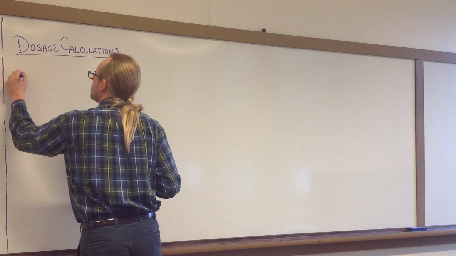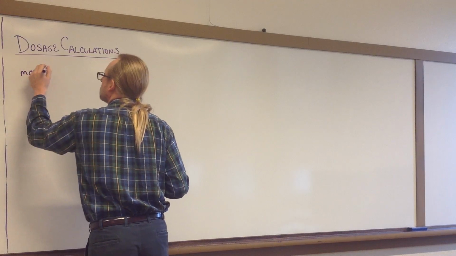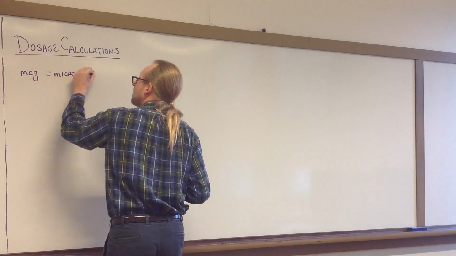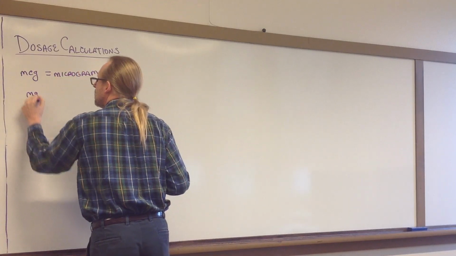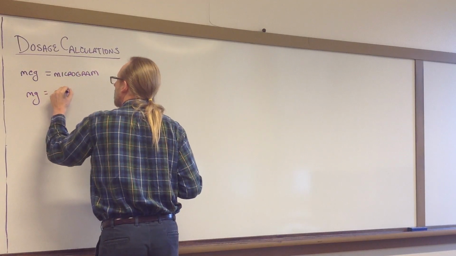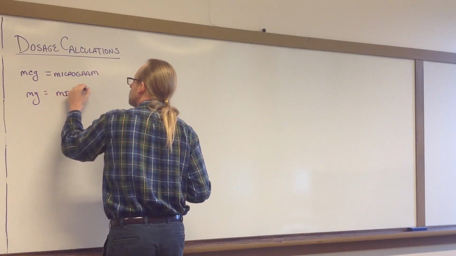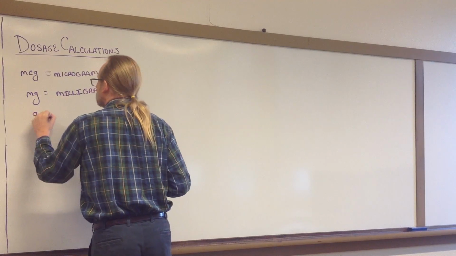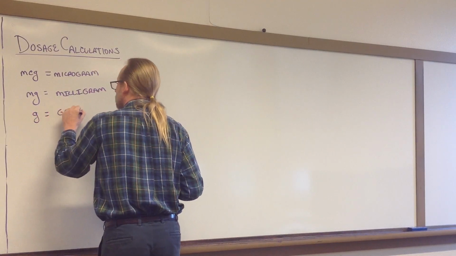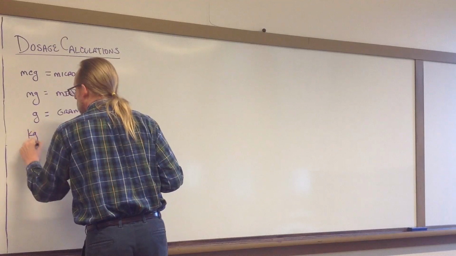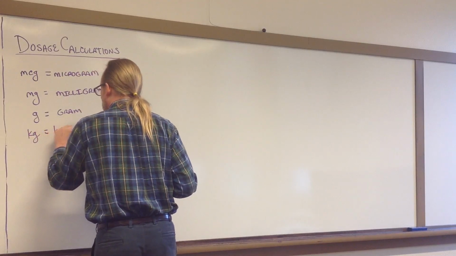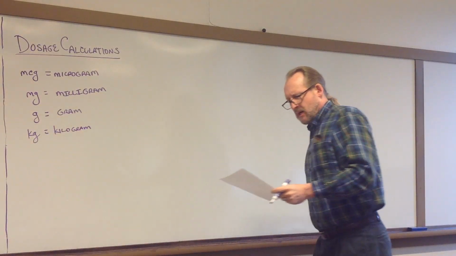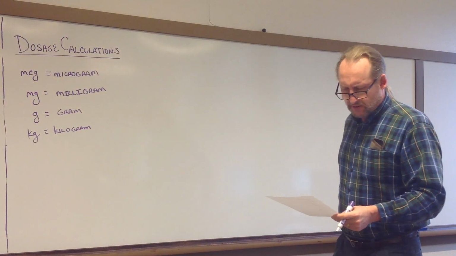So we've got this information: micrograms are abbreviated mcg, milligrams are abbreviated mg, and then we have grams and kilograms. Okay, let's see here, what else?